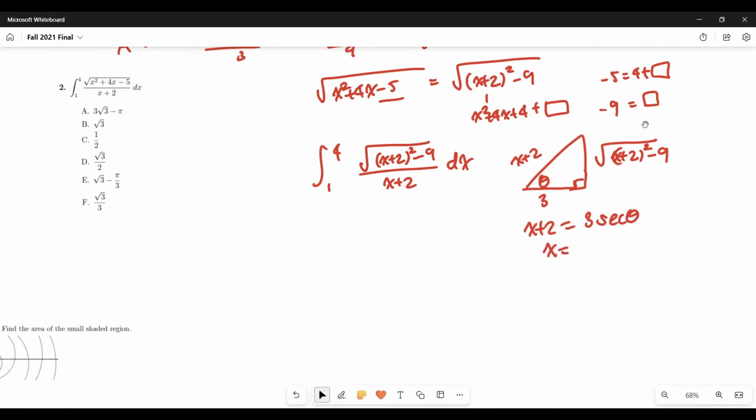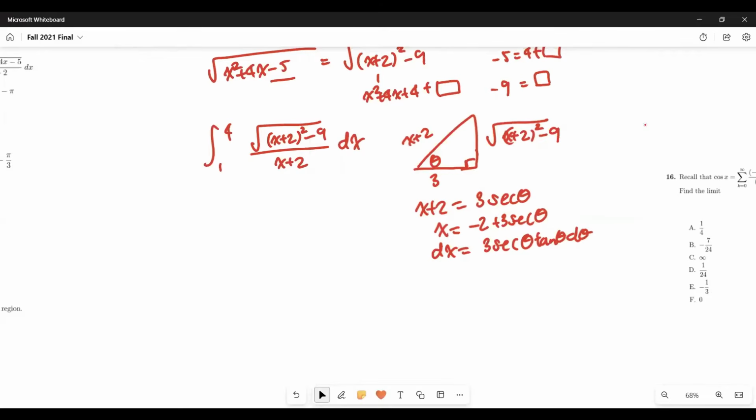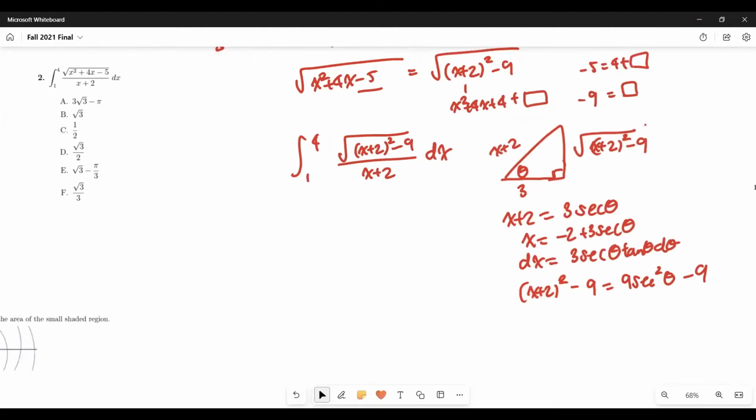which is why I put x plus 2 equal to 3 secant theta. And then x is going to be negative 2 plus 3 secant theta. So dx would be 3 secant theta tangent theta d theta. Okay, we have that. And then our x plus 2 squared minus 9 value is 9 secant squared theta minus 9. Okay, so we have that too.